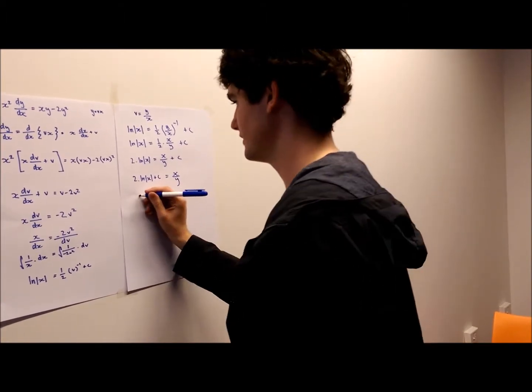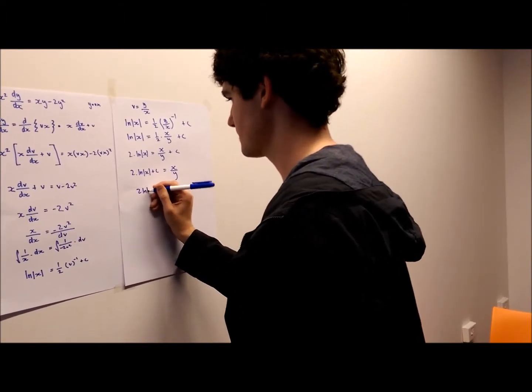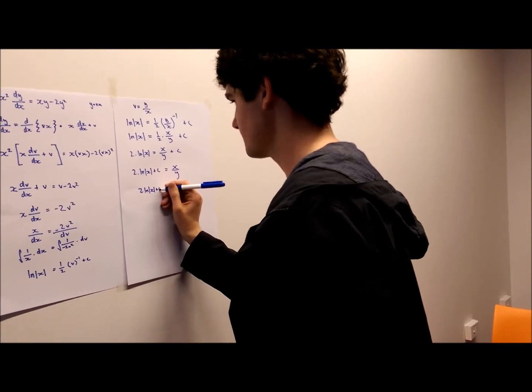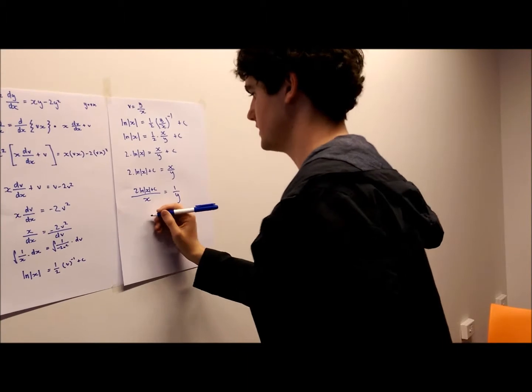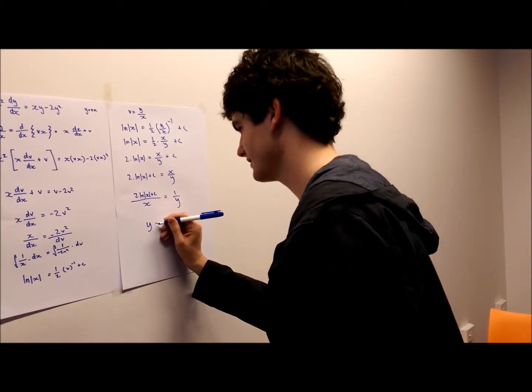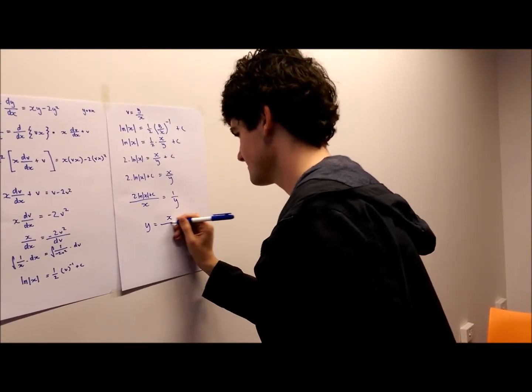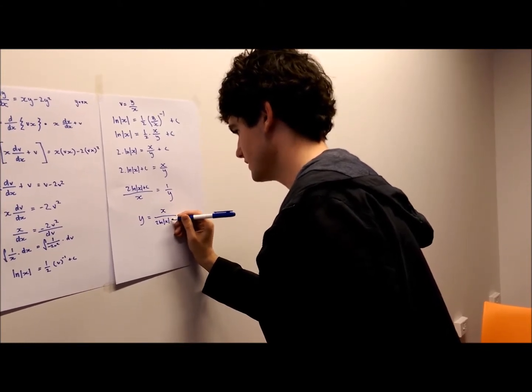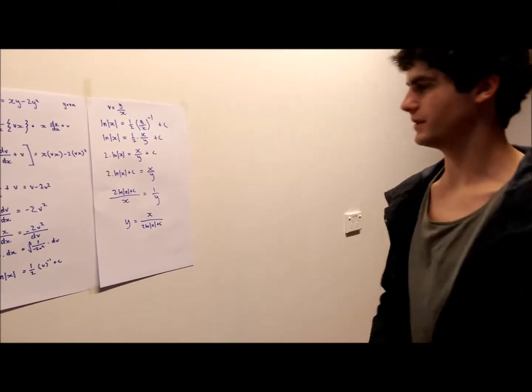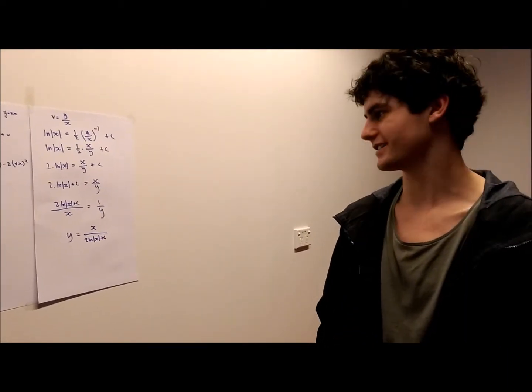Dividing the x down. And then we just inverse the whole function. Of x plus c. So we're left with y equals x on 2 ln x plus c.